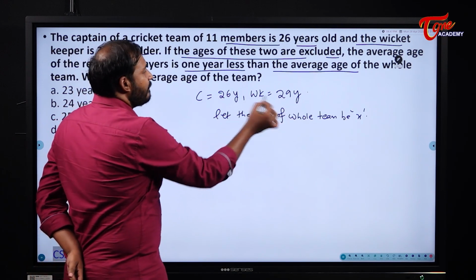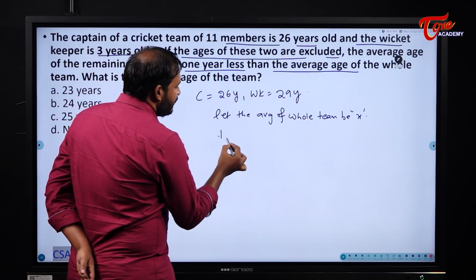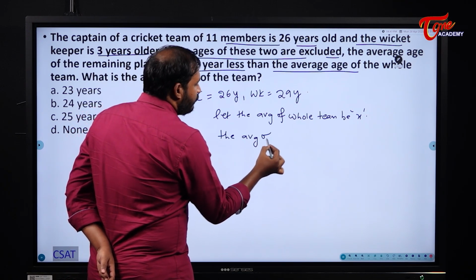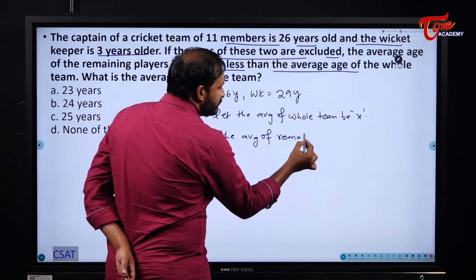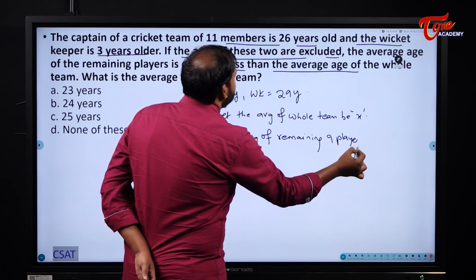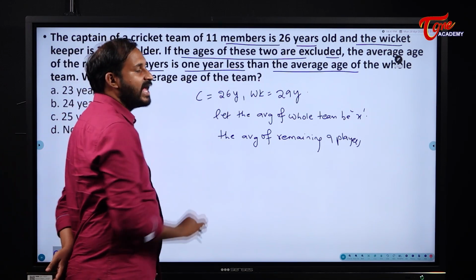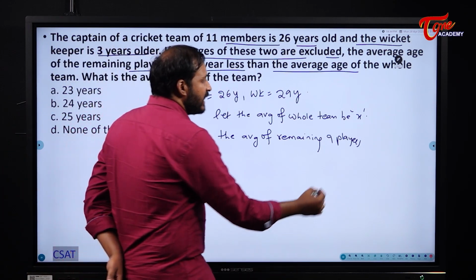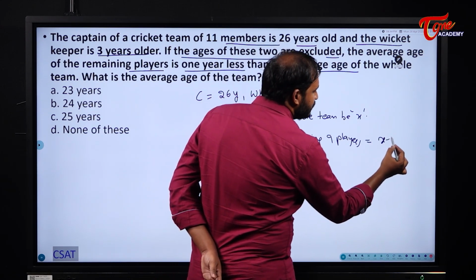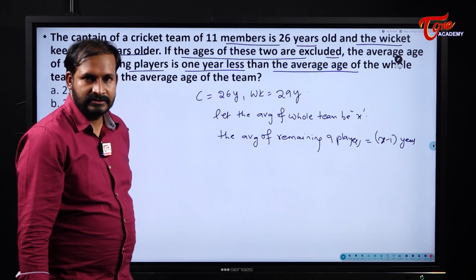What happens next for us? The average of the remaining 9 players. Why am I using the remaining 9 players? Because they clearly said that if these two are excluded, the average age of the remaining players is 1 less than the average age of the whole team. That means the 9 players' average age will become how much? X minus 1 years.